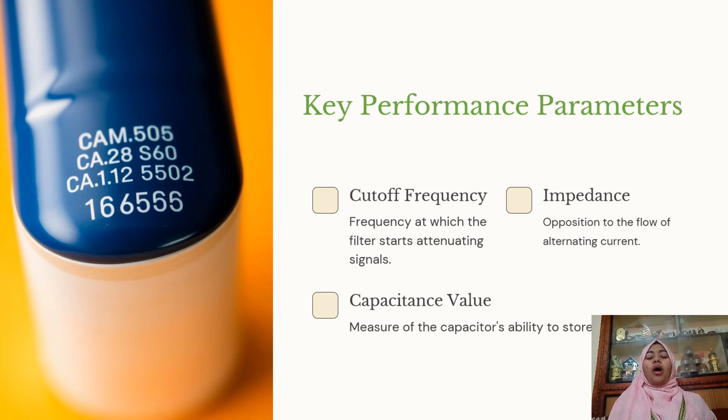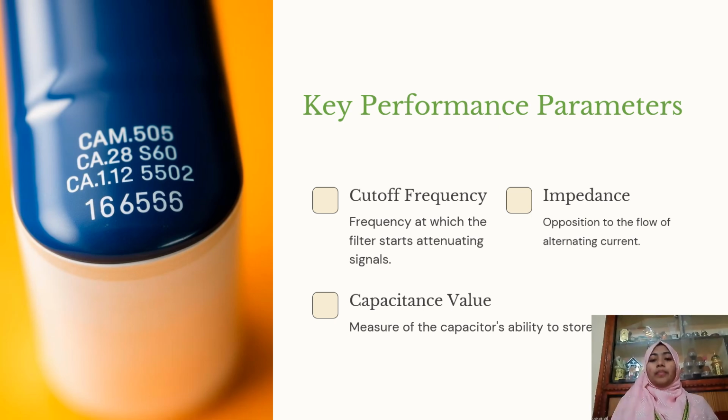If we do any experiment with a capacitor filter, we get a graph, and on that graph, the value at which the filter starts attenuating signals, that frequency, that specific region, is the cutoff frequency. Depending upon this cutoff frequency parameter, it performs very effectively and efficiently.